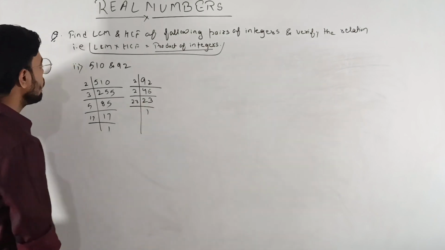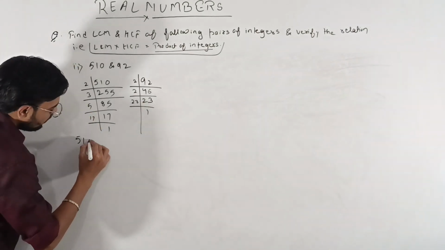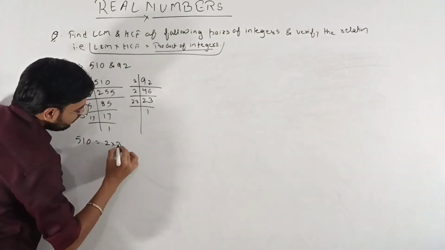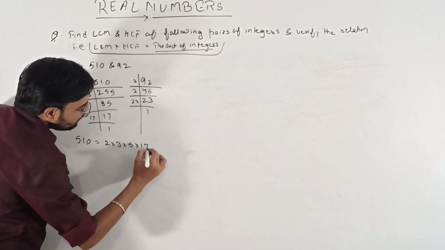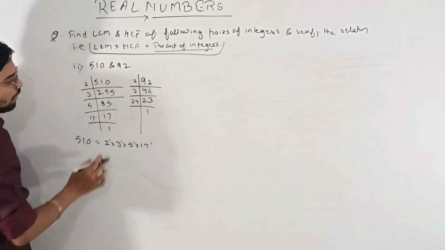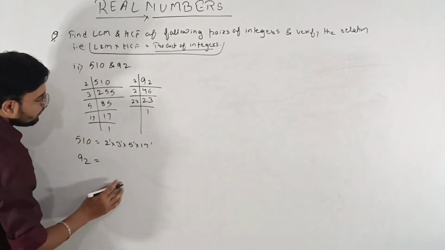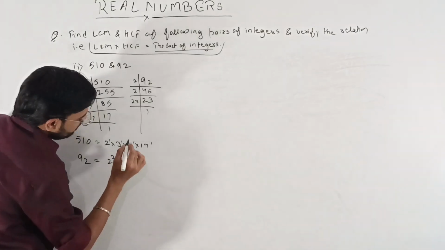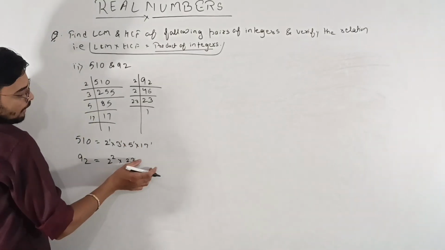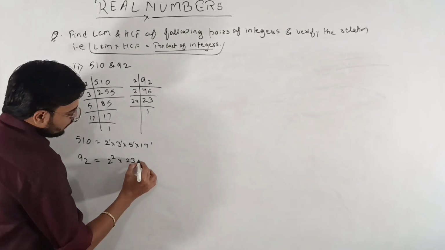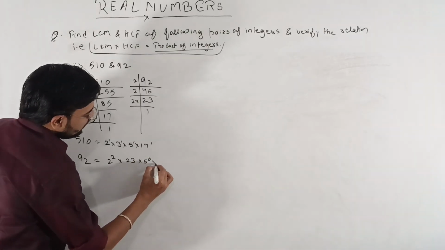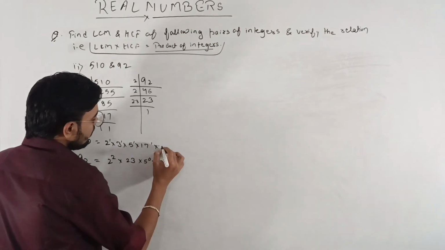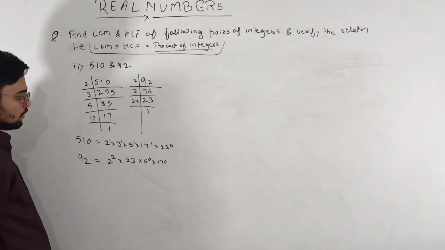Then 1. Now write 510 is equal to 2 times 3 times 5 times 17. 2 into 3 into 17. Power is 1. Now 92 is 2 times 2 times 23, which means 2 to the power 2 into 23. Now 5 is not present and 17 is not present in 92, so I add 5 to the power 0 and 17 to the power 0. And in this, 23 is absent, so I add 23 to the power 0.